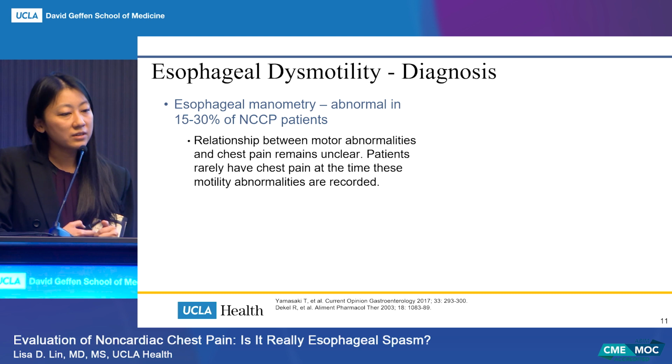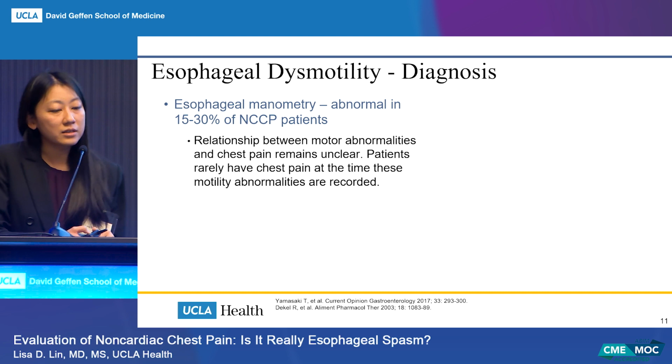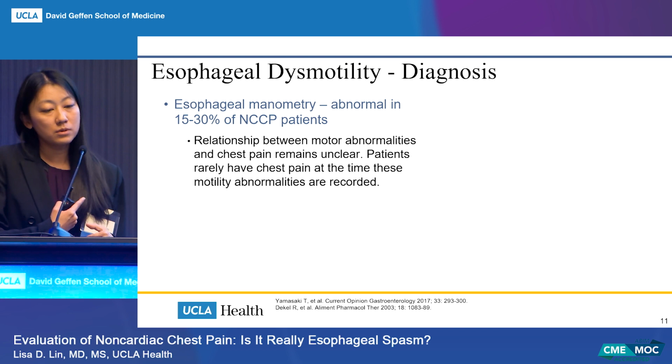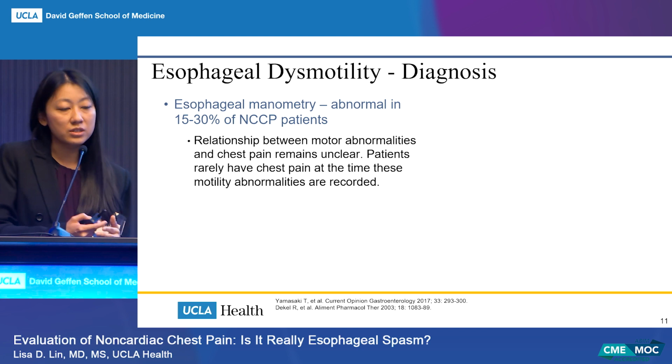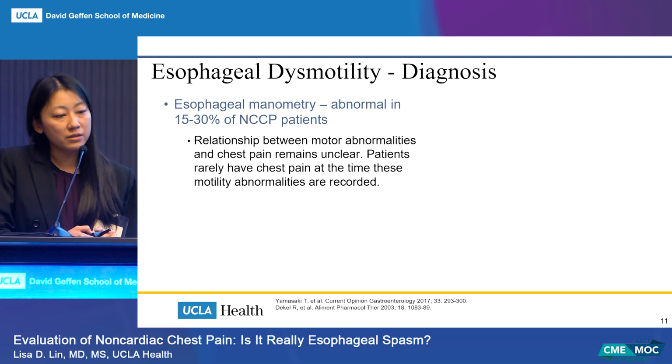So moving onwards to esophageal dysmotility. This is the least common cause of non-cardiac chest pain. It has been reported in the literature. The gold standard way of detecting esophageal dysmotility is high-resolution esophageal manometry, and that's been reported to be abnormal in 15 to 30% of patients with non-cardiac chest pain.